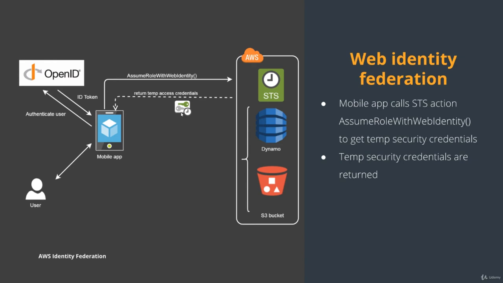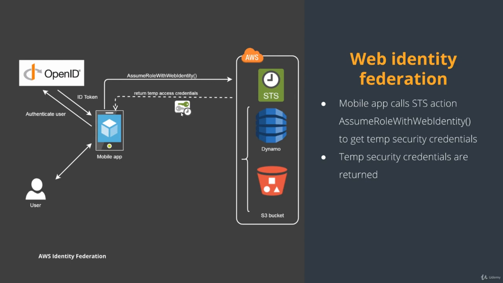In order to do this, the mobile app makes a call to an STS action called AssumeRoleWithWebIdentity. In the request, the mobile app passes the ID token it received from the third-party identity provider and specifies the Amazon Resource Name, ARN, of the IAM role to be assumed. Please note that this call is not signed. The mobile app does not have any IAM credentials available at the moment.